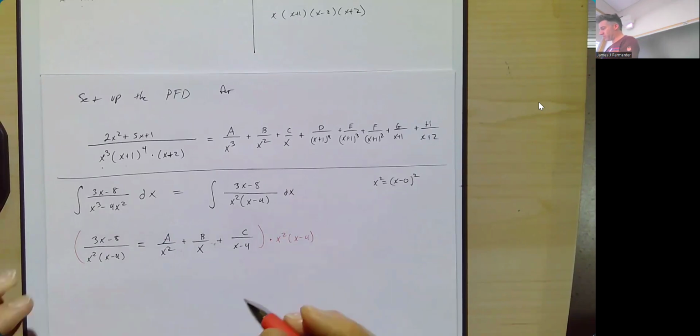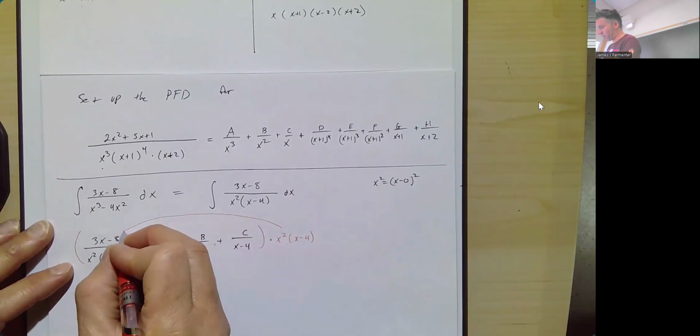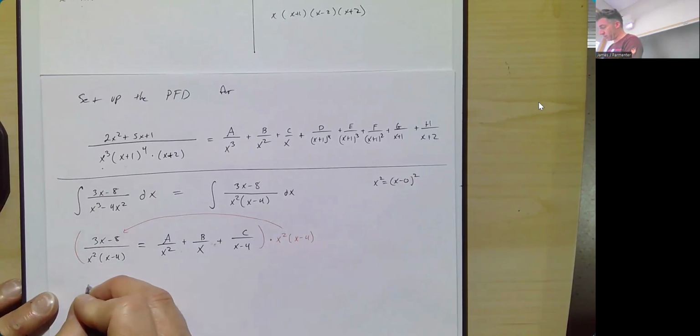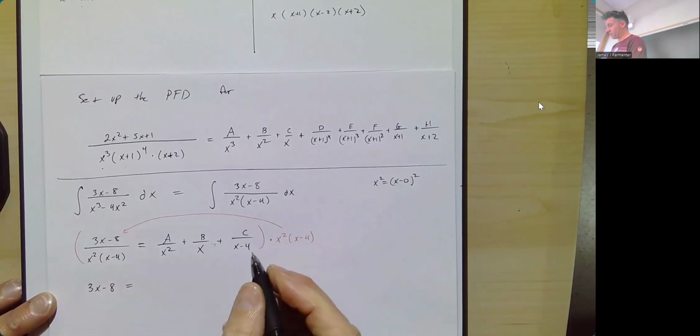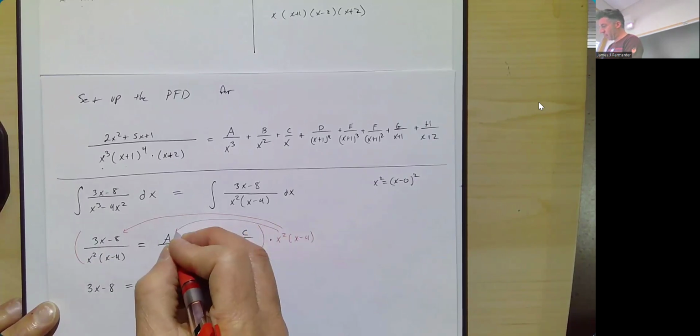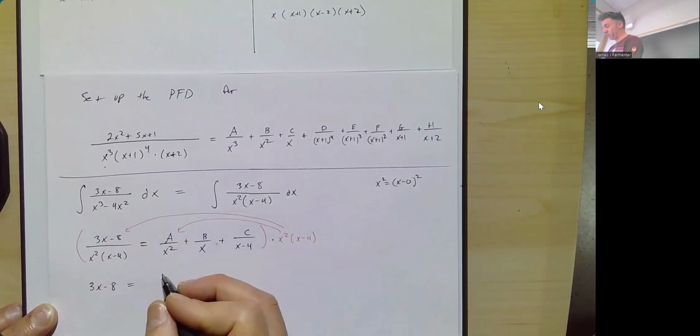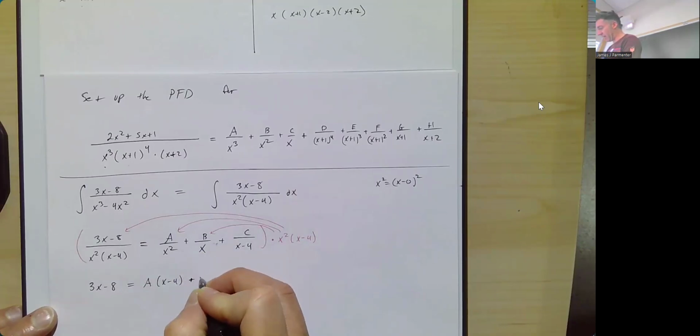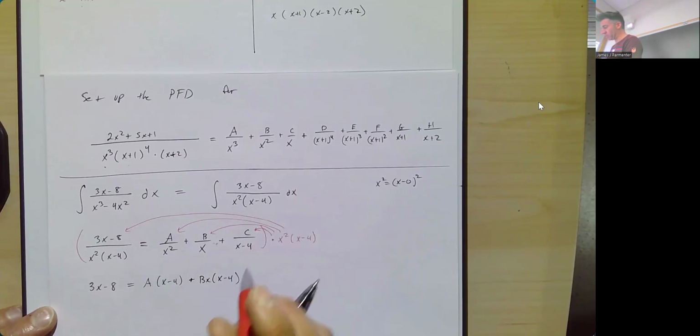So we distribute, and just like always, when you distribute over here to the thing on the left, you always end up with just the numerator because it's exactly the denominator that you're multiplying by. So we need 3x minus 8 on the left, and then we distribute to these terms here. A over x squared times x squared times x minus 4, the x squareds cancel, and you get A times x minus 4. Multiplying by B over x, only one of the x's cancels, and you get B times x times x minus 4. And finally, multiplying by C over x minus 4, the x minus 4's cancel, and you get C times x squared.